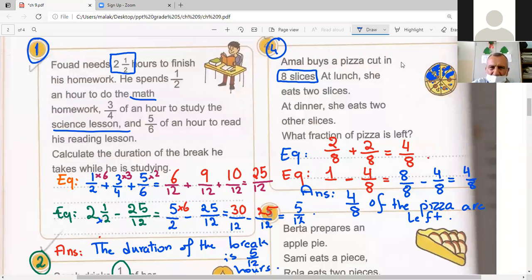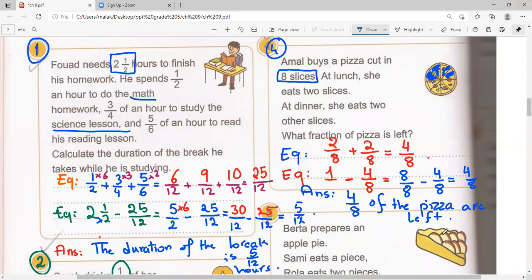Who is still writing? Me, teacher. Yalla, hurry up. I want to tell you something. Yes, Ali. Miss Anna wrote our equation. 4 over 8 minus 1 over 4.